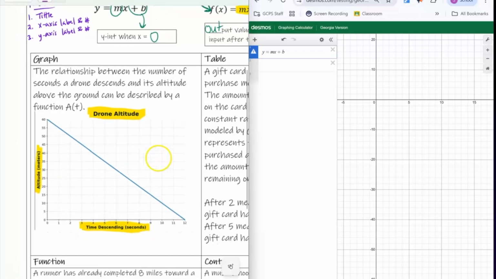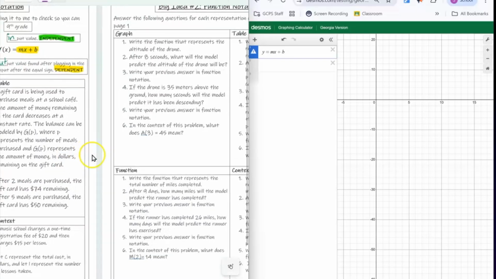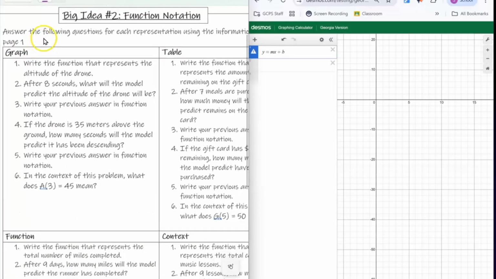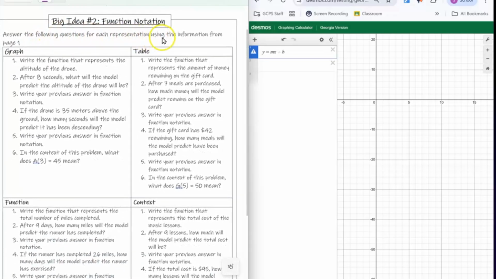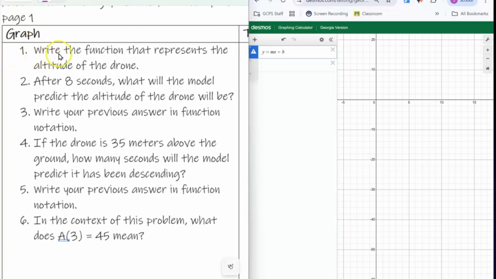But let's go see what the questions are. So these are just the problems themselves, but the questions are on this other page. It says, answer the following questions for each representation using the information from page 1. So looking at my graph question, write the function that represents the altitude of the drone.